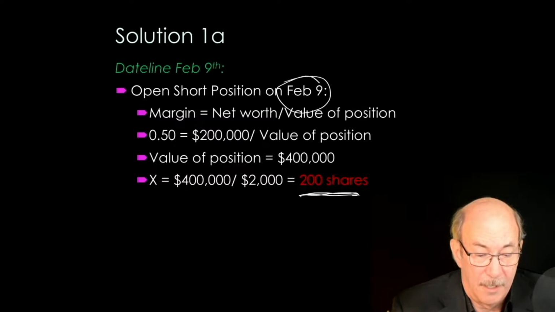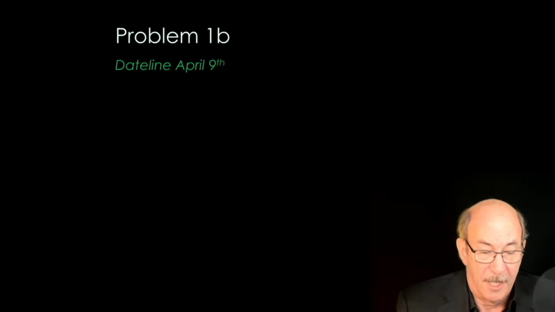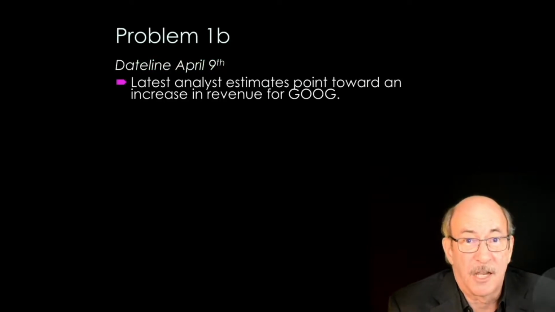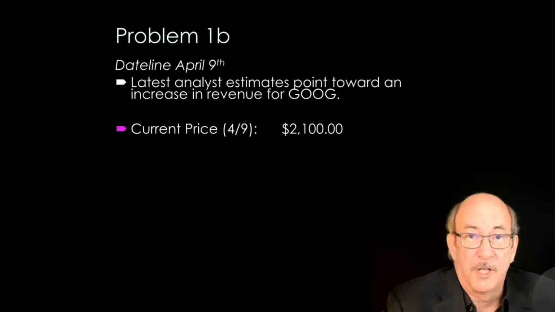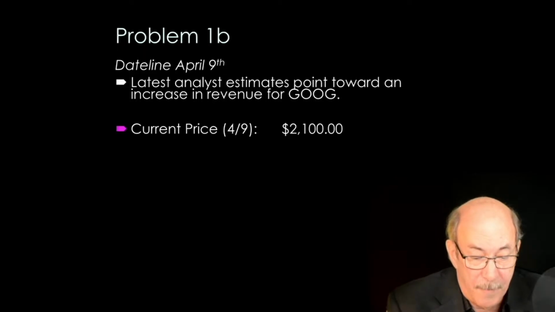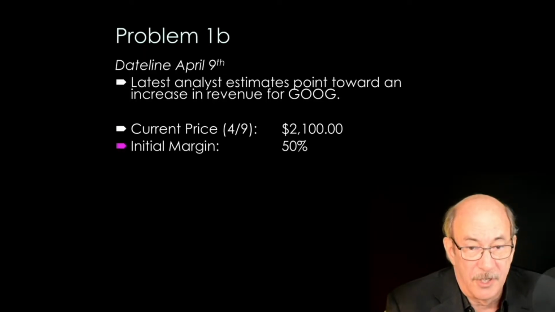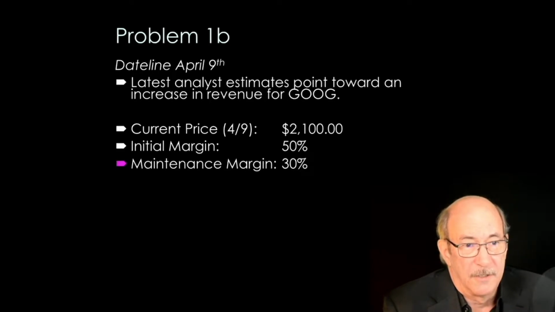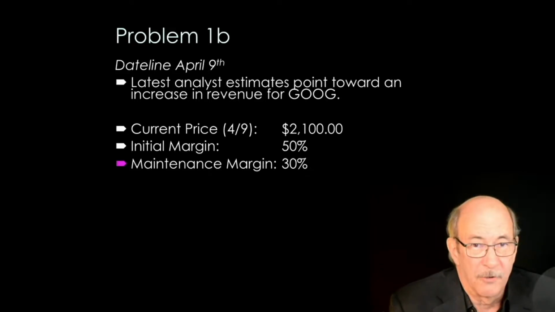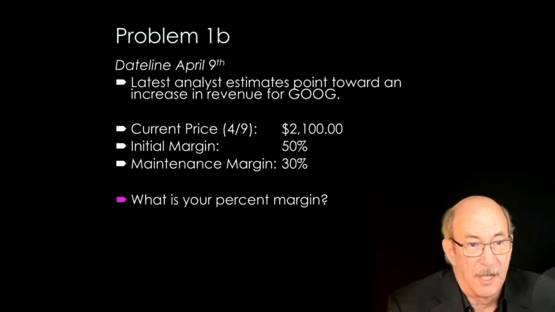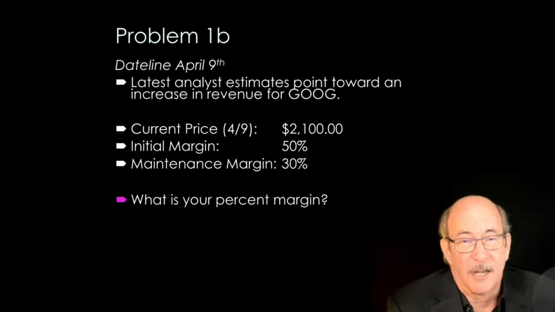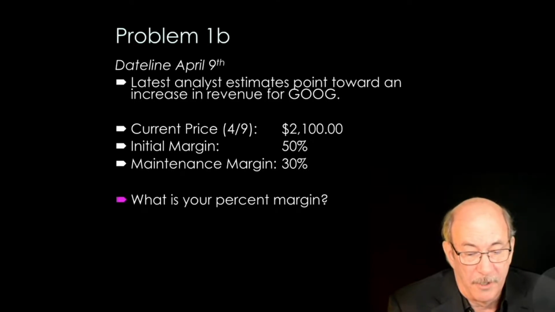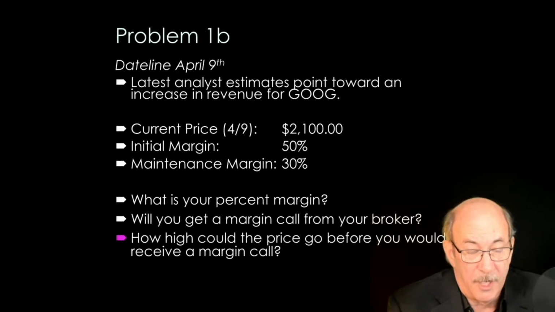All right. And then we fast forward a couple of months to April 9th, and we look at what's happened to the stock price. Current price is $2,100. So it's gone up by $100. And again, just revisiting our initial margin of 50%, and maintenance margin is 30%. So, of course, one of the things we need to know is, are we going to get a margin call at this price? And first thing to figure that out is to get our percent margin as of April 9th, when the stock price of Google is at 2100. Then we can answer that question.